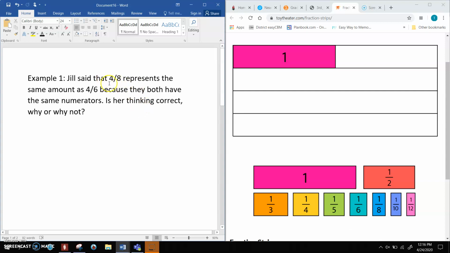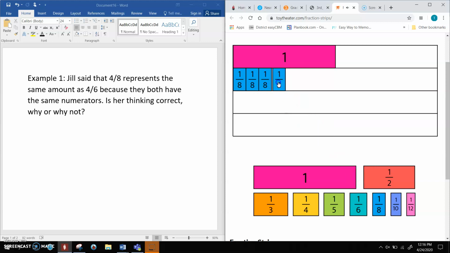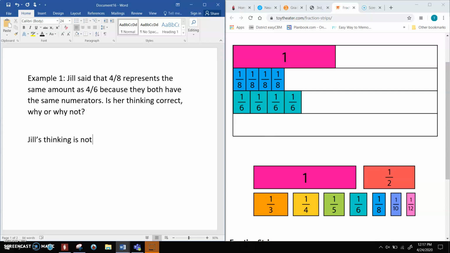All right. So I'm going to represent 4/8. I have these online digital fraction tiles. So I'm going to represent 4/8 first. 1, 2, 3, 4, and I'm also going to represent 4/6. 1, 2, 3, 4. So I have 4/8 and I have 4/6. I can clearly see that my 4/6 go further than my 4/8 do. So what I would say is that Jill's thinking is not correct.